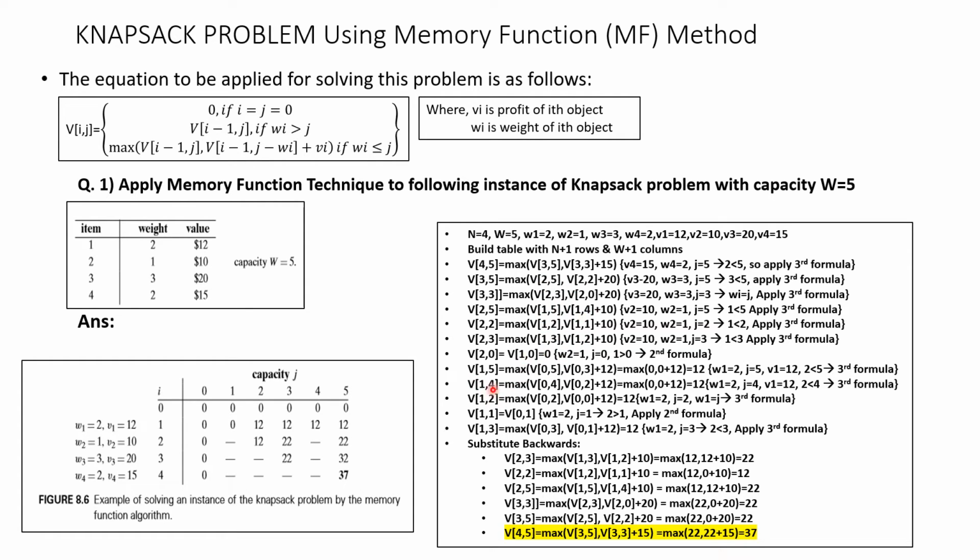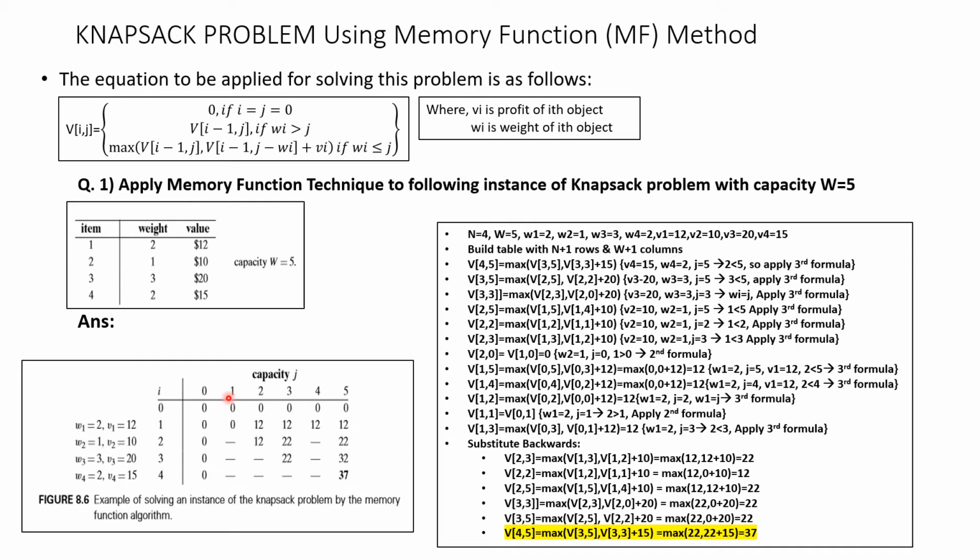Next do 1 comma 4, right? Next do 1 comma 2. Next do 1 comma 1. Next do 1 comma 3. Okay. So the only thing I'll tell about this is 1 comma 1. 1 comma 1 means first row, first column. Now if you see first row, first column, what is W?